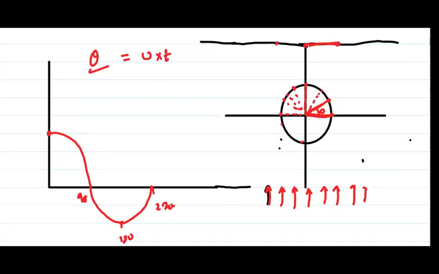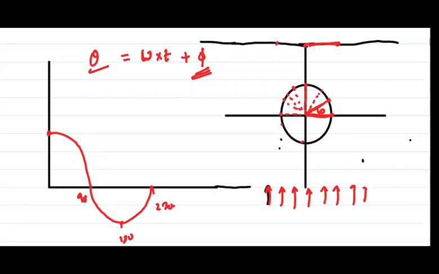Omega into t. I'll just write omega into t. But we don't know that it is starting from this point, this point, or this point. In a general sense, we don't know from where we are starting. That's why I'll keep a constant phi, which tells me the initial position, the initial angle.